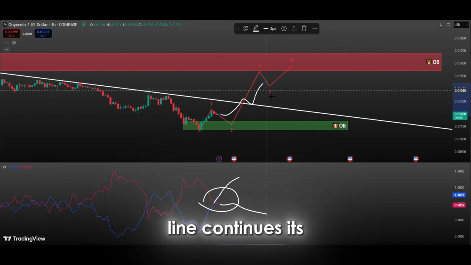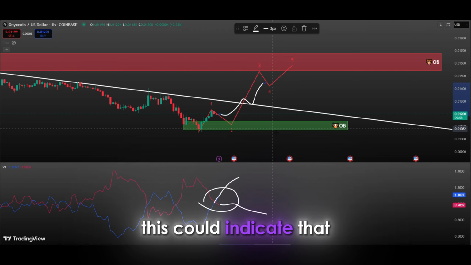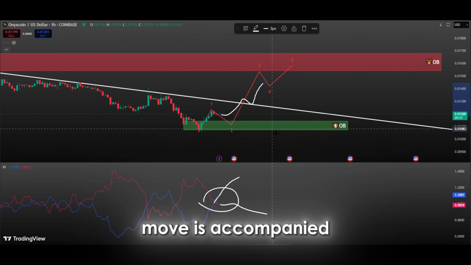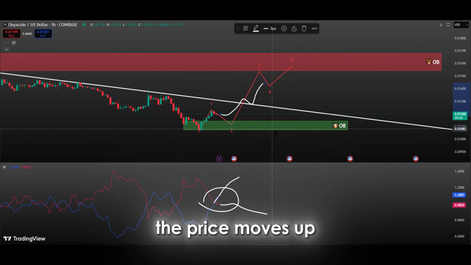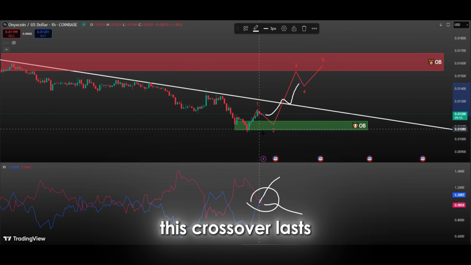If the blue line continues its upward movement and moves significantly away from the red line, this could indicate that the uptrend is gaining strength. Usually, such a move is accompanied by an upward acceleration of the price. That is, as the price moves up, the blue line may move higher and the red line may continue to move lower. However, how long this crossover lasts is also an important factor.